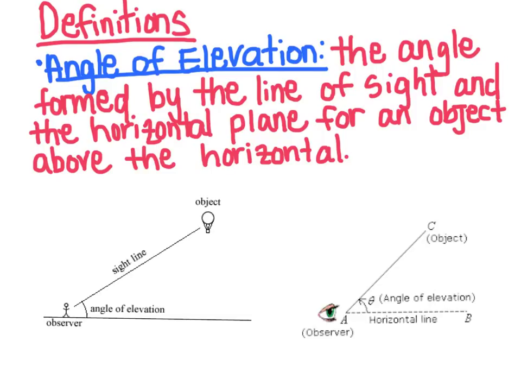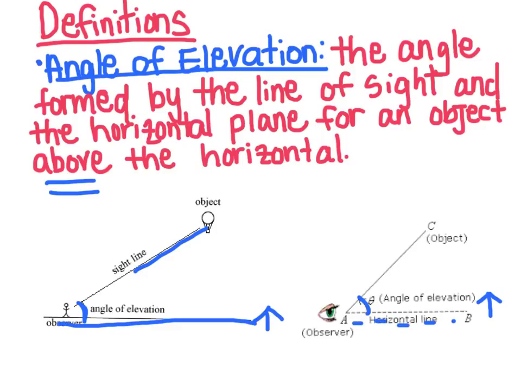The angle of elevation is formed by the line of sight and the horizontal plane for an object above the horizontal. So if you see here, we have our line of sight, we have the base that would form the triangle, and our angle of elevation. So the angle will be represented above the horizontal line. So we see again here, this is the angle of elevation or horizontal line. The angle will be above the horizontal line.